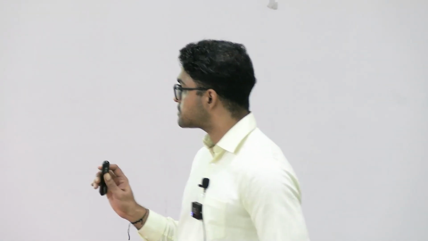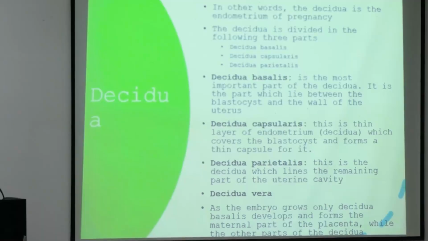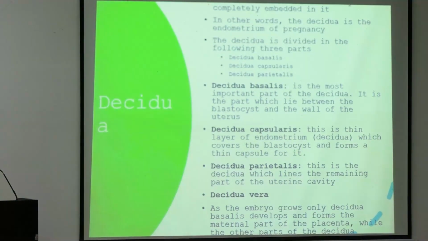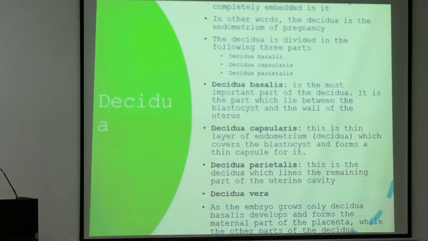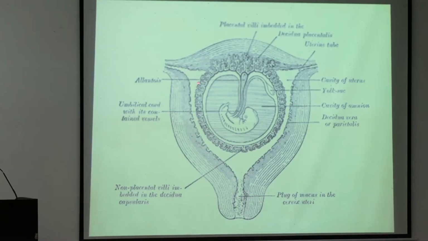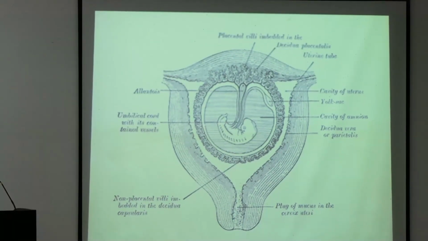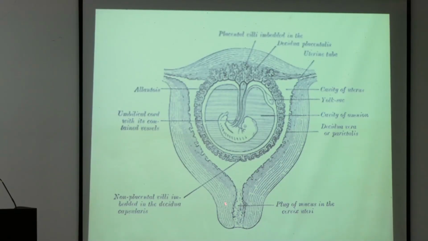So decidua is a property of a pregnant uterus or pregnant endometrium. There are 3 types of decidua: the decidua capsularis, the decidua parietalis, and the decidua basalis. Decidua basalis is the one that faces the placenta. This is the decidua capsularis. It faces outward. This is the decidua basalis. This is the decidua parietalis.